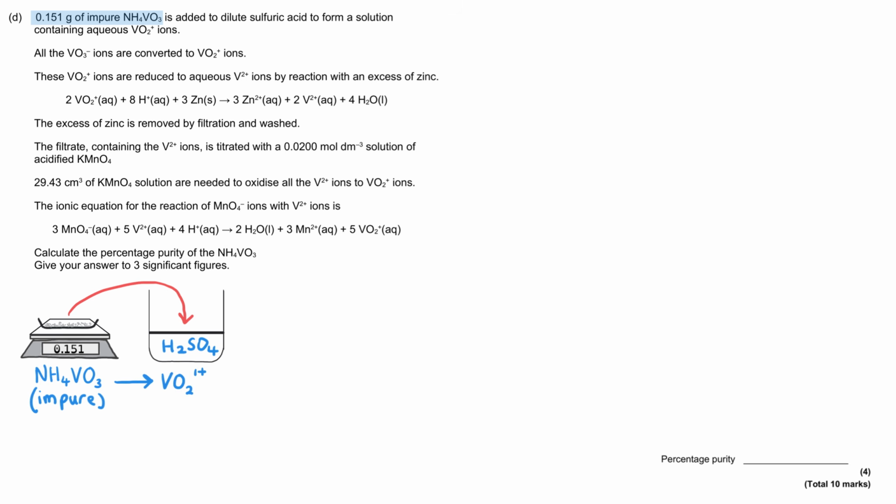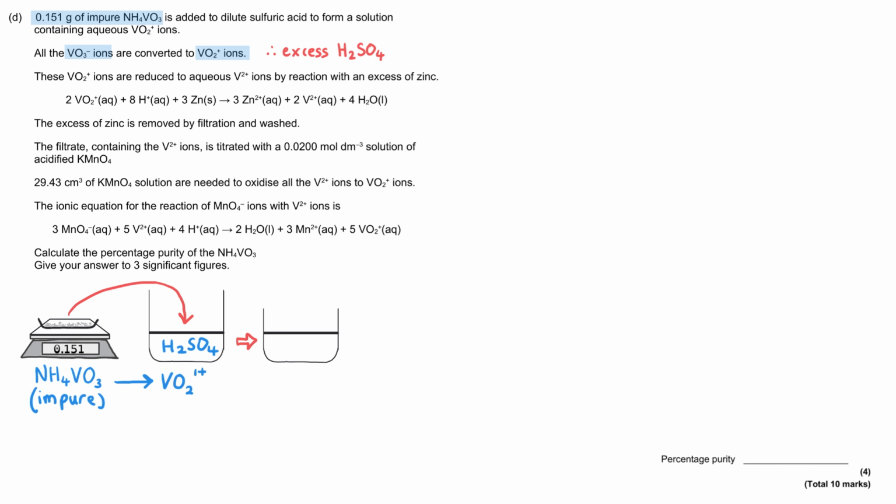And we're told that all of the VO3 1- ions are converted into VO2 1+ ions. And that means that there must be an excess of sulfuric acid. And it's also worth noting at this stage that both of those two chemicals have the same number of vanadium atoms in, so the moles of one will be equal to the moles of the other.